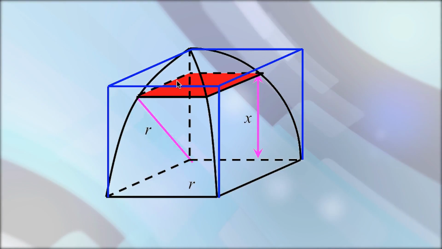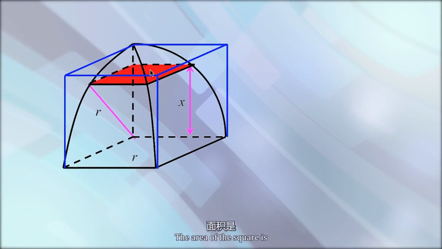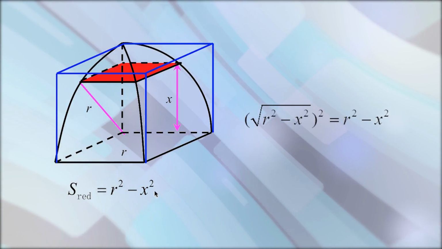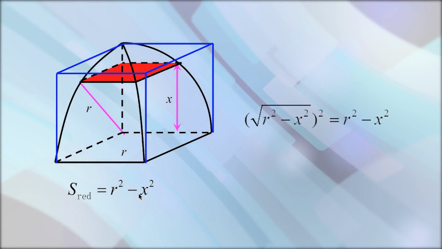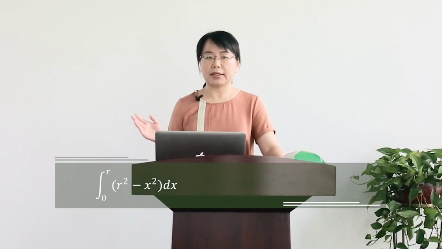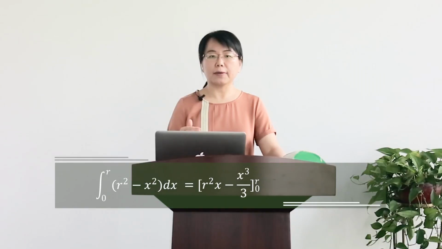Then the area of the square is the square root of r squared minus x squared, squared. So it is r squared minus x squared. The volume of this object is the definite integral. The integrand is r squared minus x squared, and the interval is 0 to r.